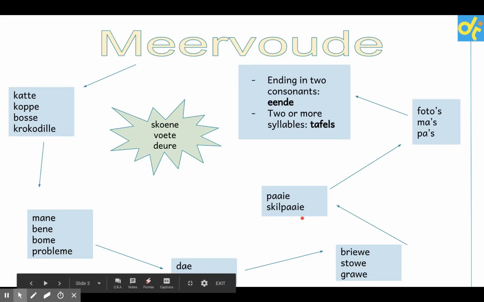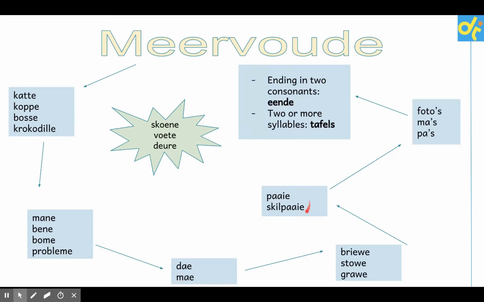Then we have the pad and the skilpad example. Both of those go into paaie. Be very sure of this. This is very important. It's a catch. It's an exception.